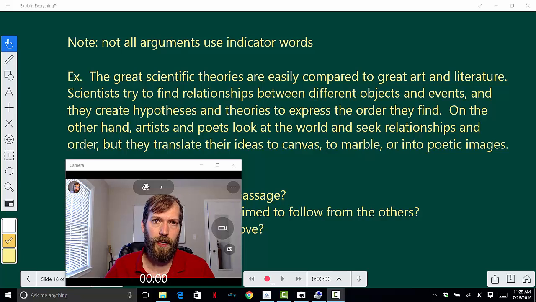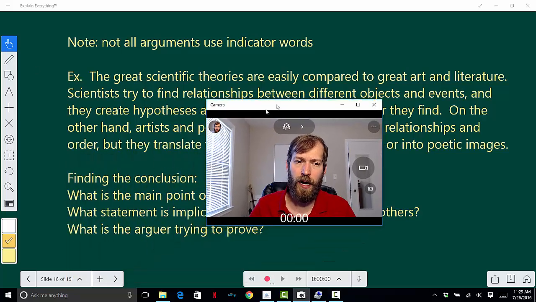It's also important to note that not all arguments even use indicator words, in which case we're left having to figure out what the conclusions and what the premises are without any signs, any help from the author. So here we have an example. The great scientific theories are easily compared to great art and literature. Scientists try to find relationships between different objects and events, and they create hypotheses and theories to express the order they find. On the other hand, artists and poets look at the world and seek relationships in order, but they translate their ideas to canvas, to marble, or into poetic images.